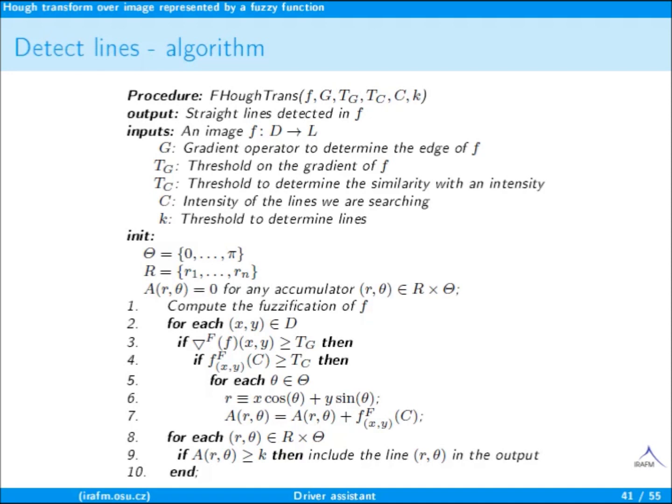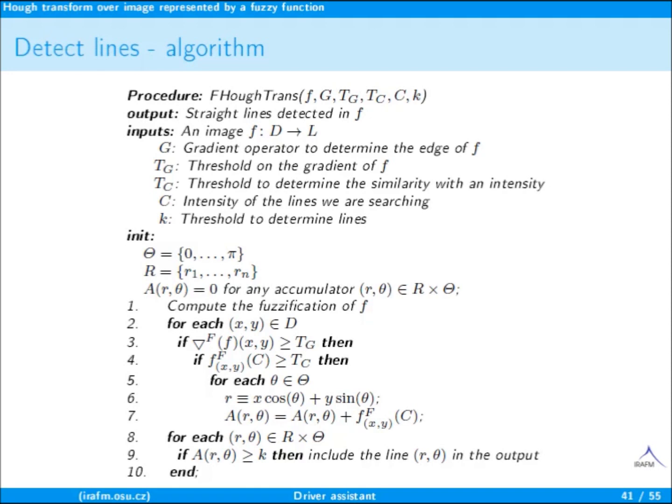The computed R is used in the seventh step, where the accumulator value for a particular combination of R and phi is incremented by the membership degree. After processing all pixels in the image, we'll browse all accumulators in the eighth step. In the ninth step, we evaluate each particular combination, and if some accumulator value is higher than the threshold, we found a line and we can paint it into the image.